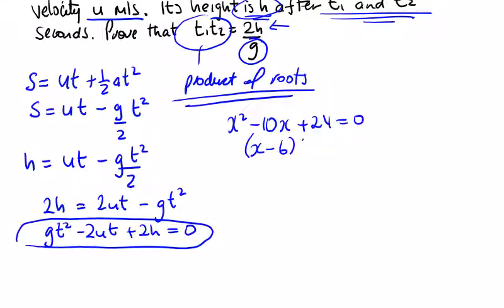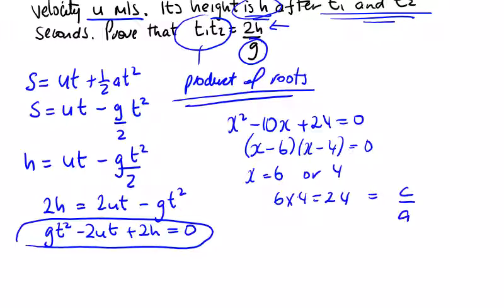Is x minus 6 by x minus 4. So my factors and my roots are x is equal to 6 or 4. Now we put 6 times 4, the product of these roots, is equal to 24. That's also equal to c over a. This 24 over this 1 here that we don't see.